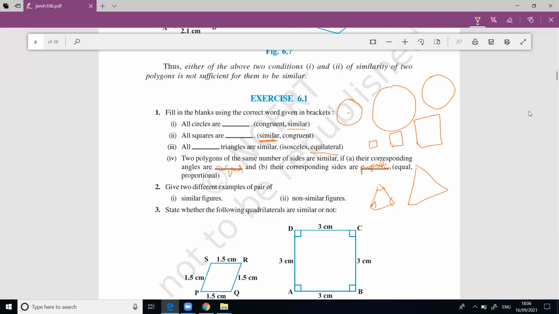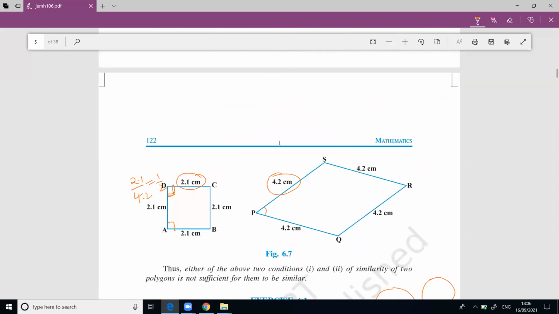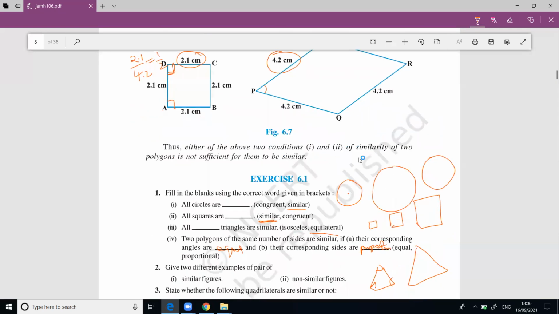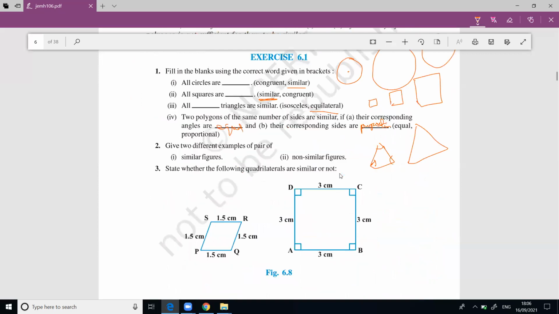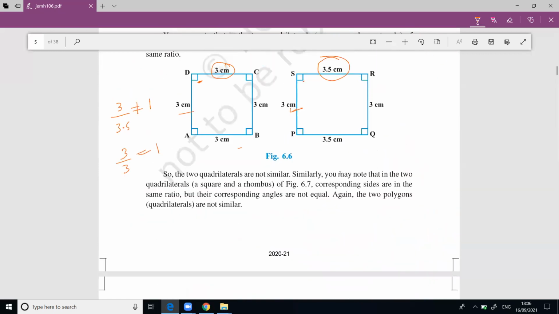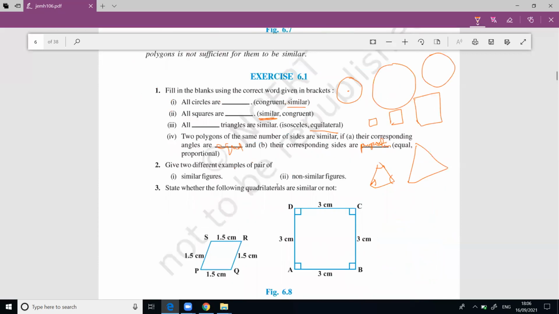In this way, you must fill in the blanks. Now, give two different examples of pair of similar figures and non-similar figures. So, just now we have seen these two pair of figures. This pair of figures is for non-similar figures. Is it clear? These two are non-similar figures. Similarly, these two are also non-similar figures, because first one is a square, another is a rectangle. We can draw like this.